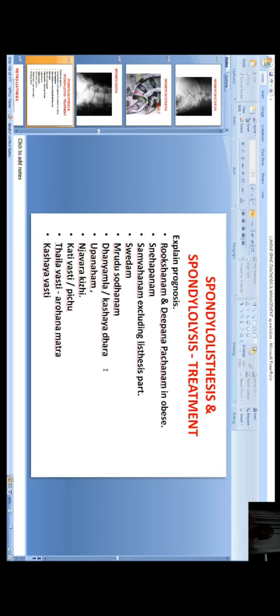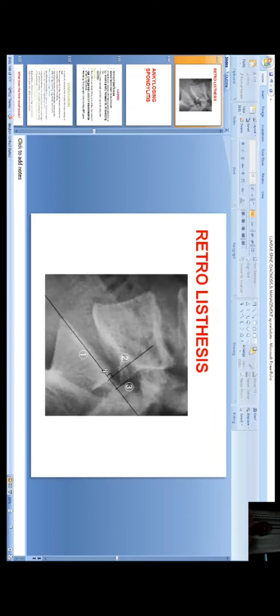Then Yavakuti, without much application or pressure on the displaced vertebra. Katibasti is a moderate thing. It is a soft procedure. Taila Basti in Arohana Matra and Kashaya Basti, these are all beneficial to the patient. Retrolisthesis is very difficult to cure because it is encroaching into the spinal canal. L5 is encroaching into the posterior area, that is the spinal canal. It is very difficult to cure.